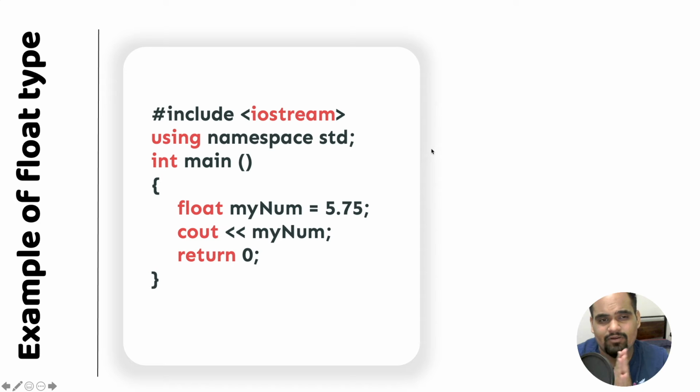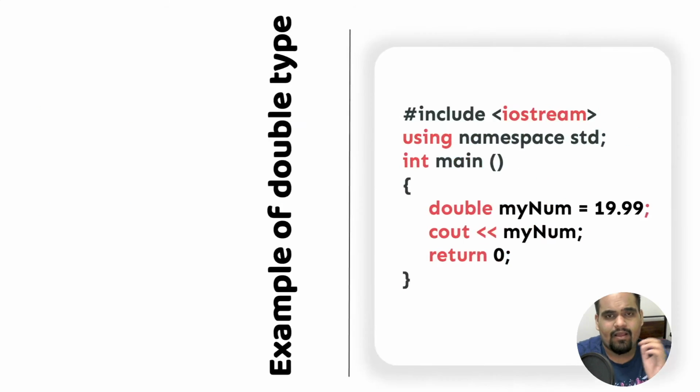Moving on to the next part, we'll have an example of float. Float is something you use when you want to store a value with a decimal point. An example of this would be angles. Wherever you want to store an angle, like 90.5 or 90.23, all these things, then you use a float type variable.